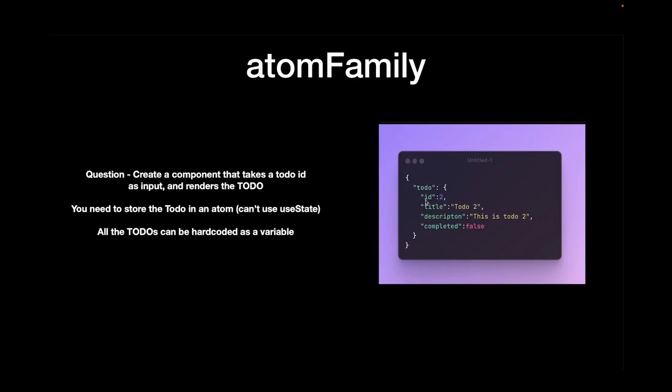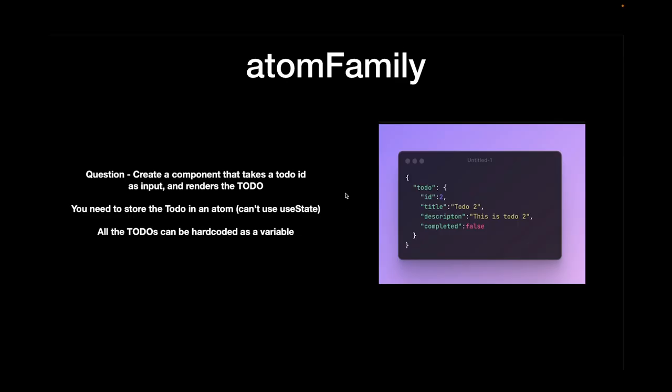When you give it an ID, you need to store the to-do in an atom. You cannot use state, so that is a prerequisite here. You have to store this in Recoil, and all to-dos can be hard-coded as a variable for now. Eventually, we will see how you hit a backend server and get these back as well. For now, assume you have a file. That file has all the to-dos listed down.